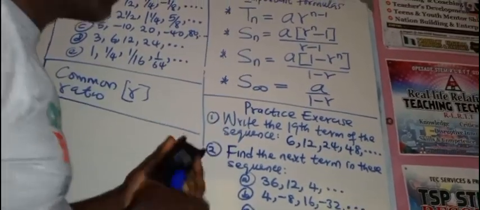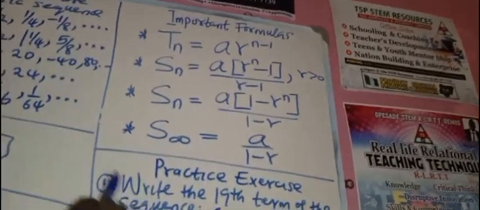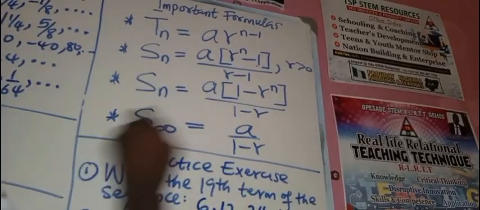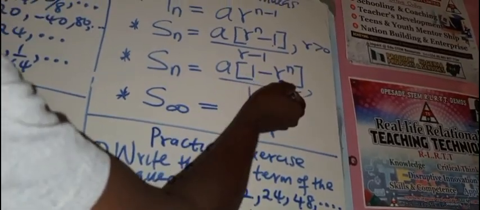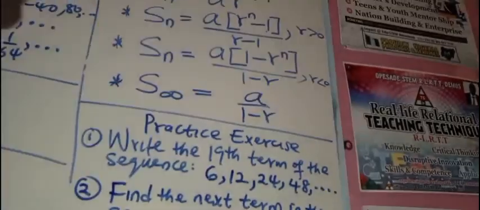Now let's look at the first one. This formula comes first when the common ratio is greater than 0. So when you find your common ratio and it's greater than 0, you use this. This one, you look at this, a(1 - r^n). In this case, 1 comes before r^n. That is when r is less than 0.